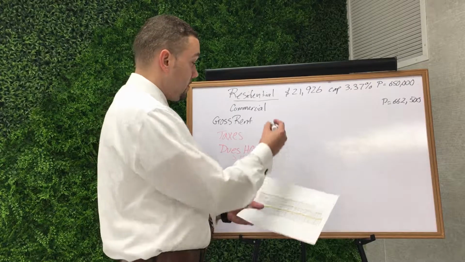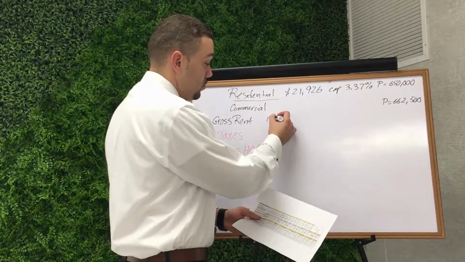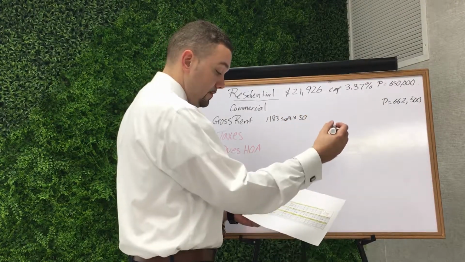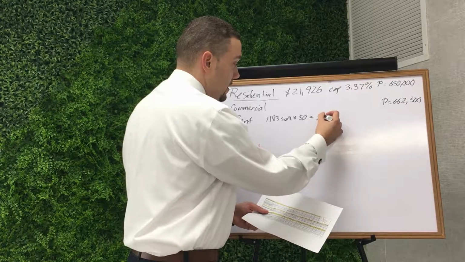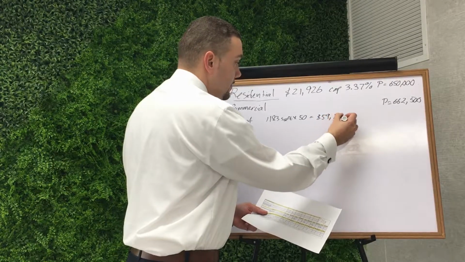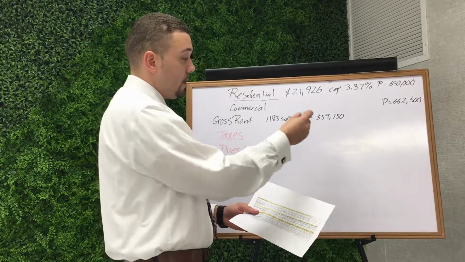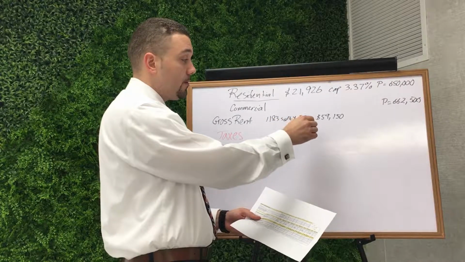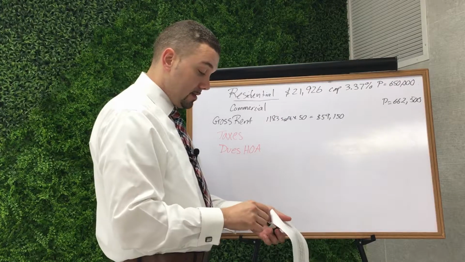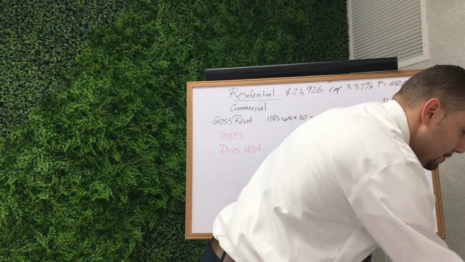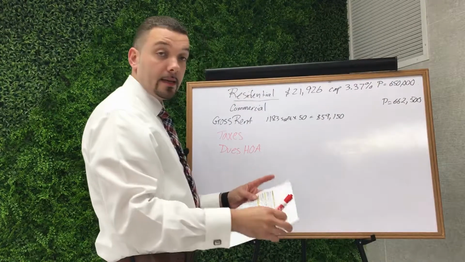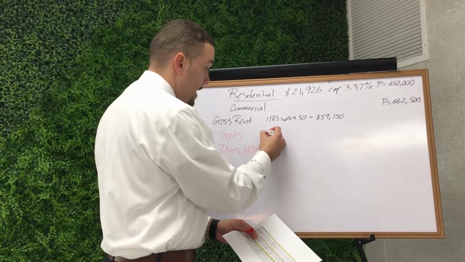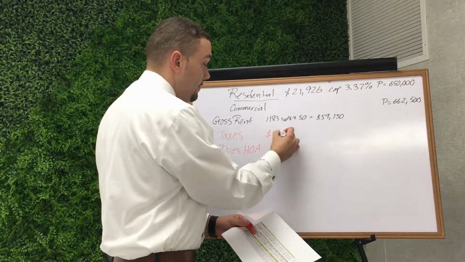So the gross rent is, if we take the 1,183 square feet times $50 a square foot, that is going to give us $59,150 for the year. So the way that the commercial leases are figured out is you take the square footage and you multiply it at the rate per square foot per year. For the taxes, I'm going to do it in red. The taxes, again, this is an estimated number because this project is still being built, but the taxes are estimated at $9,855.